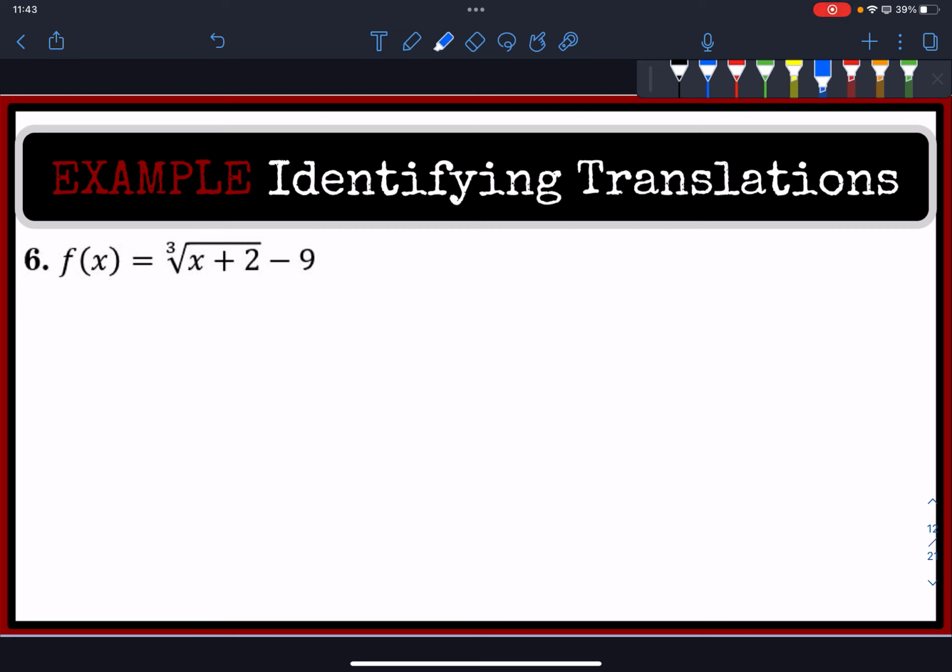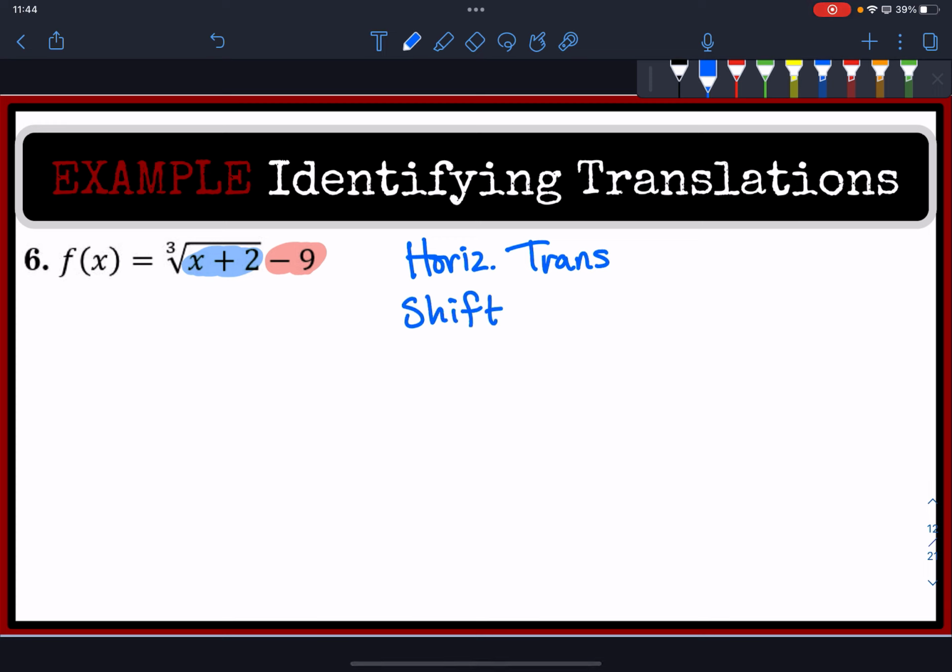And in this one, we have two translations, a horizontal one and a vertical one. Our horizontal translation is going to shift the parent function, the cube root function, 2 units to the left. Remember, with horizontal it's the opposite. Adding actually moves it to the left.